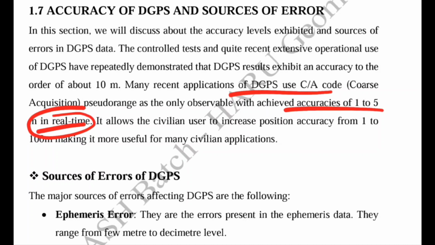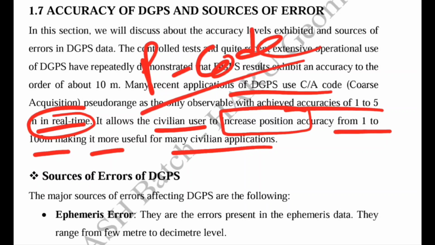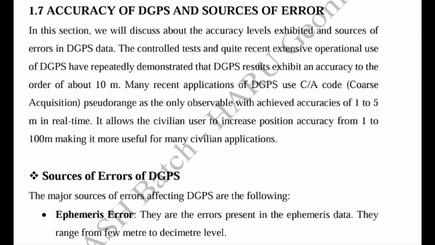But after this DGPS technique was allowed for civilian purposes also, the accuracy increased from 1 to 100 meters for civilian use, which is more useful for many civilian applications. But there is another code known as the P code, or we can say precision code, and this code is mainly used for military purposes. So this P code has more accuracy than the C/A code. We will discuss these codes in the upcoming unit, and there is also a table of the accuracy of DGPS. So this is the basic overview: DGPS may achieve an accuracy up to 10 meters, and for civilian purposes it may achieve 1 to 100 meters.